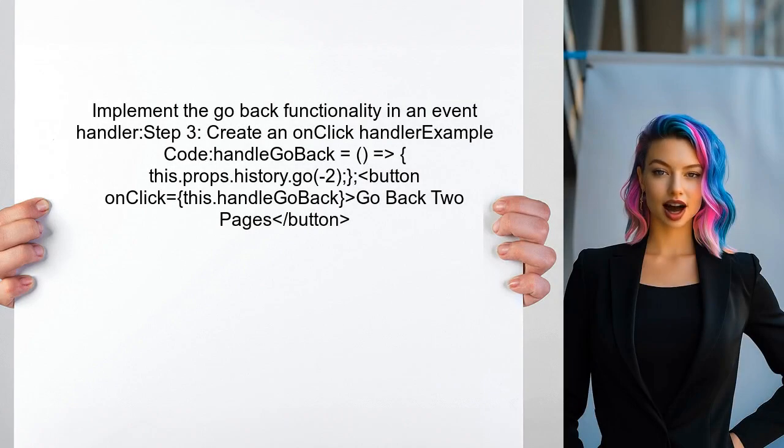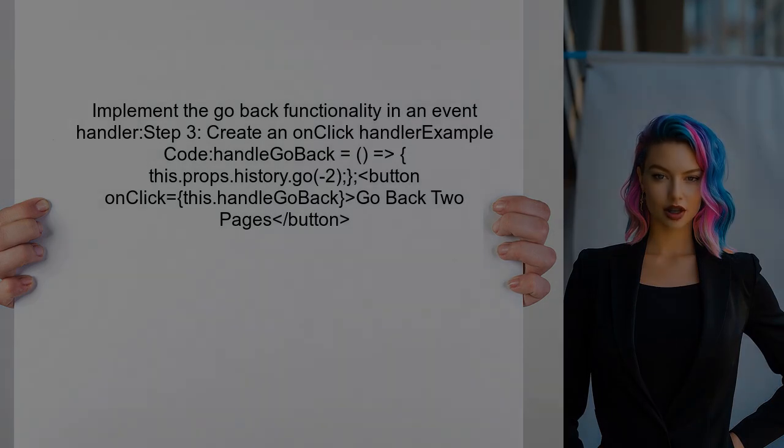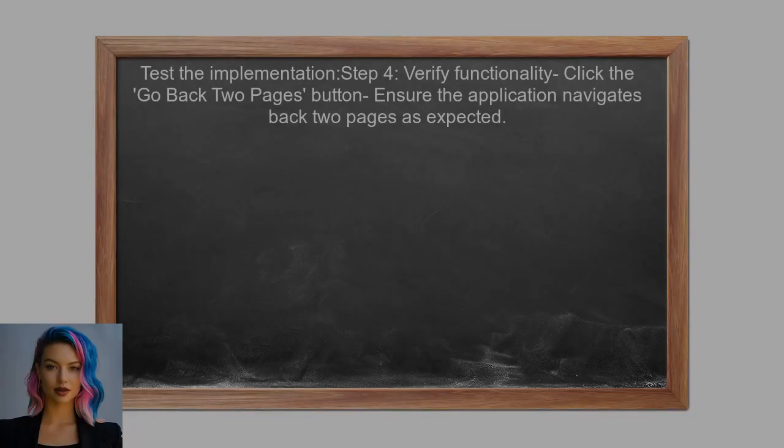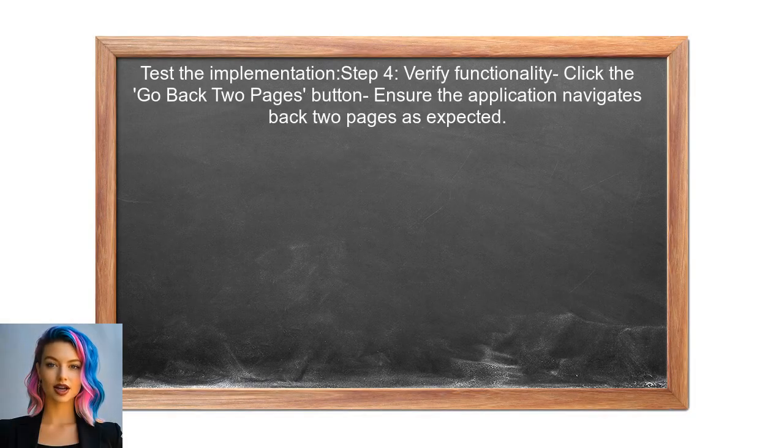Now, the user can implement the go back functionality in an event handler, such as onClick. This will allow the user to trigger the navigation when a button is clicked. Finally, the user should test the implementation to ensure that clicking the button correctly navigates back 2 pages in the application.